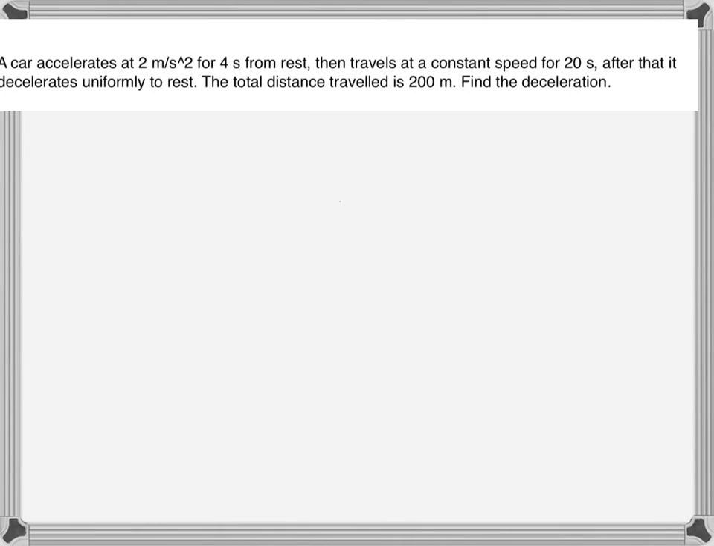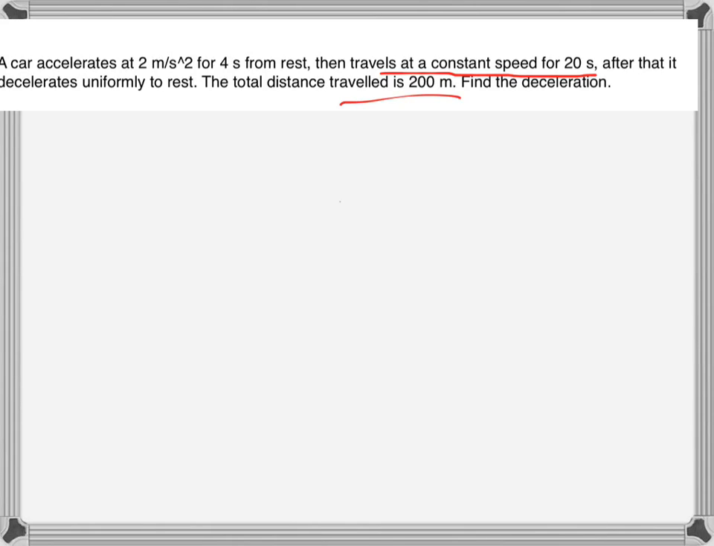It said that a car accelerates at 2 meters per second squared for 4 seconds from rest, and then it travels at a constant speed for 20 seconds. After that, it decelerates uniformly to rest. We need to find the total distance is given.